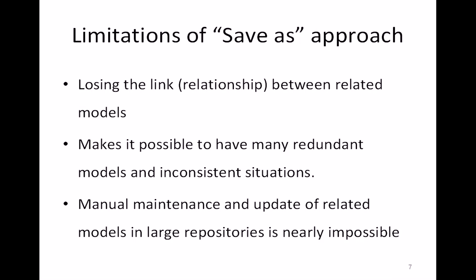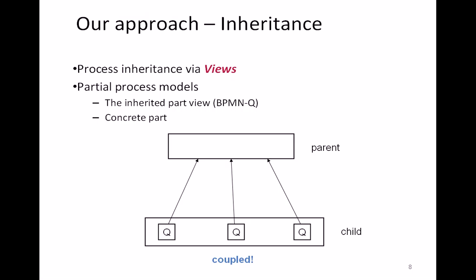So what is the limitation of the save-as approach? As we previously mentioned, we lose the links or the relationship between the related models, which makes it possible to have many redundant models and inconsistent situations. If any updates happen in the parent model, they are not reflected at all in the child model, and the manual maintenance and update of related models in a large repository is nearly impossible. So our approach is to apply inheritance or reuse over the process model.